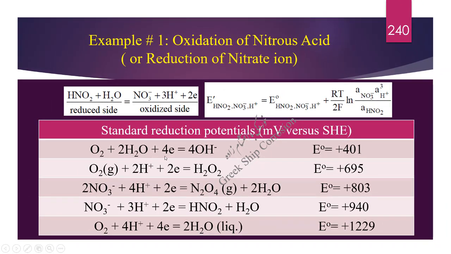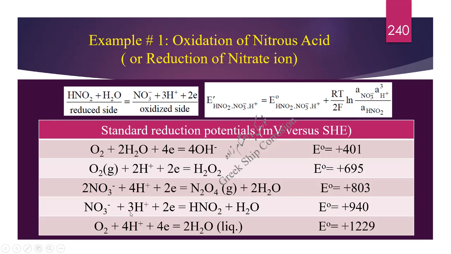Standard reduction potentials in millivolts versus standard hydrogen electrode are shown in this table. O2 plus 2H2O plus 4 electrons equals 4 OH minus, E naught equals positive 401. O2 plus 2H plus plus 2 electrons equals H2O2, E naught equals positive 695 millivolts. 2NO3 minus plus 4H plus plus 2 electrons equals N2O4 plus 2H2O, E naught equals positive 803.